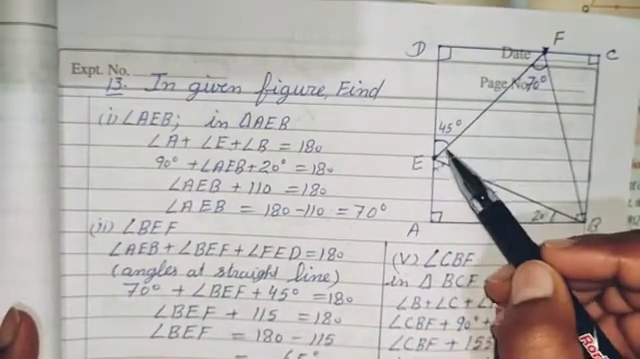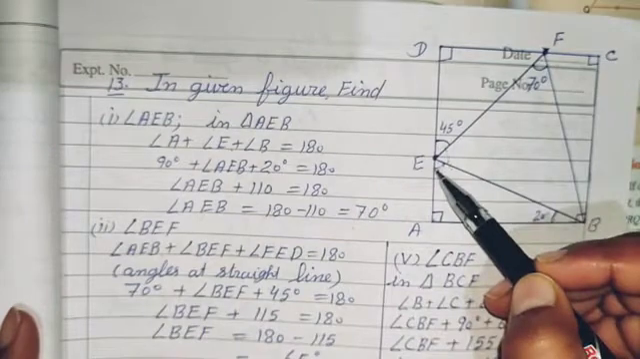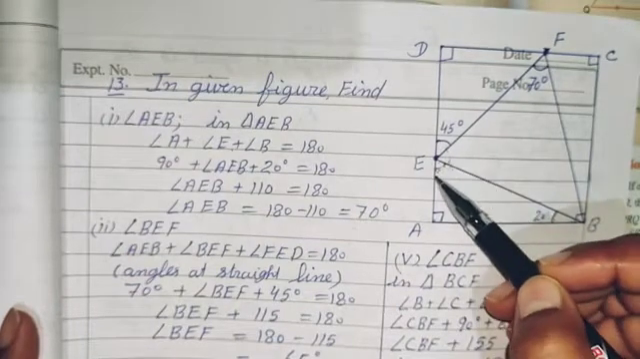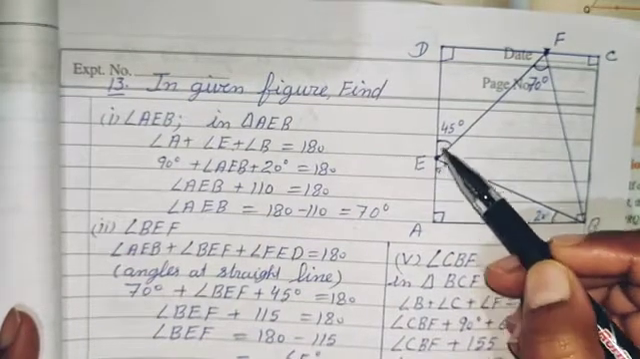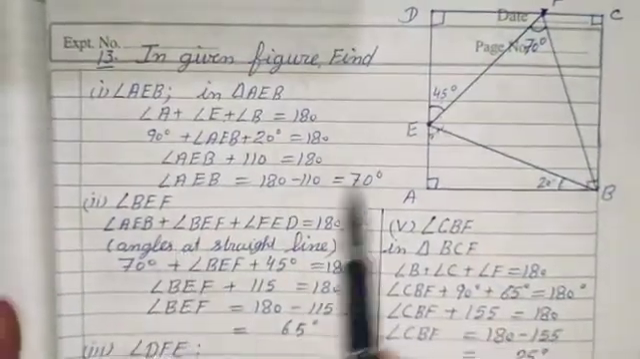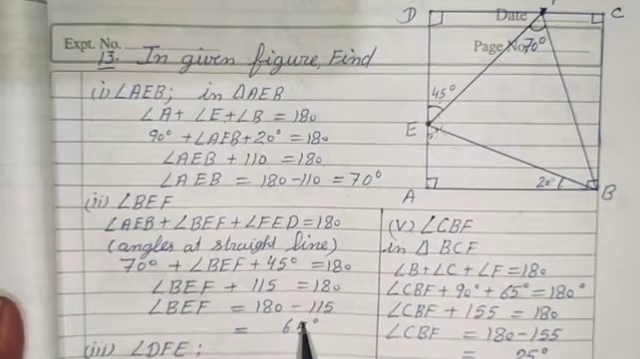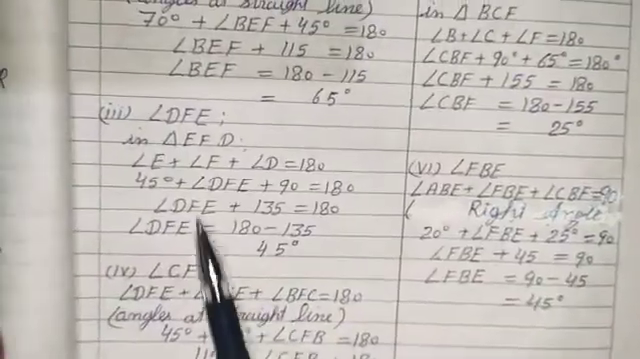Now angle BEF. So now you have to find this angle. Since all the three angles are formed on a straight line, the sum of these three angles will be 180 degrees. We know the value of this angle, we know the value of this angle, we can find the value of this angle. So by putting all the three angles together equal to 180 degrees, we'll find the value of BEF equals 65 degrees.